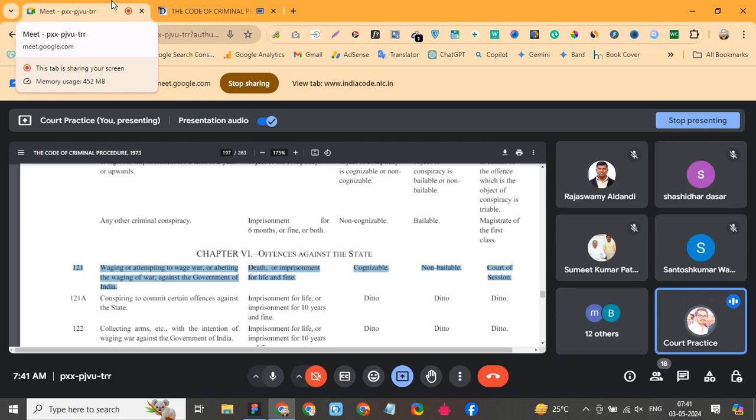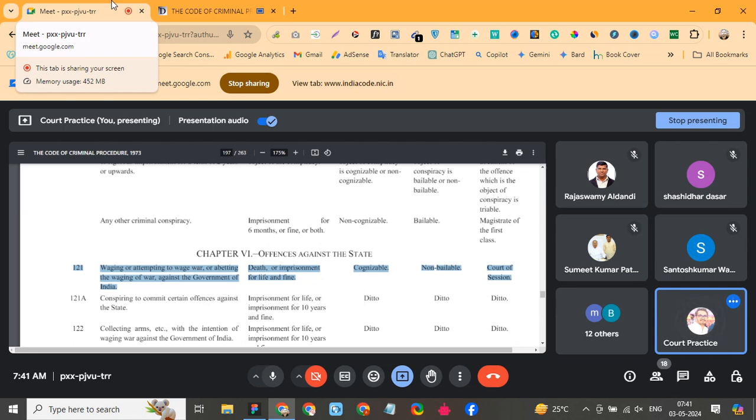That kind of offense is cognizable in nature. You won't have a right to get bail, which means it is a non-bailable offense, and in this scenario the trial will be done in the court of session. That means, as a cognizable offense, an FIR is going to be registered, and the police have a right to start the investigation without the court's permission.